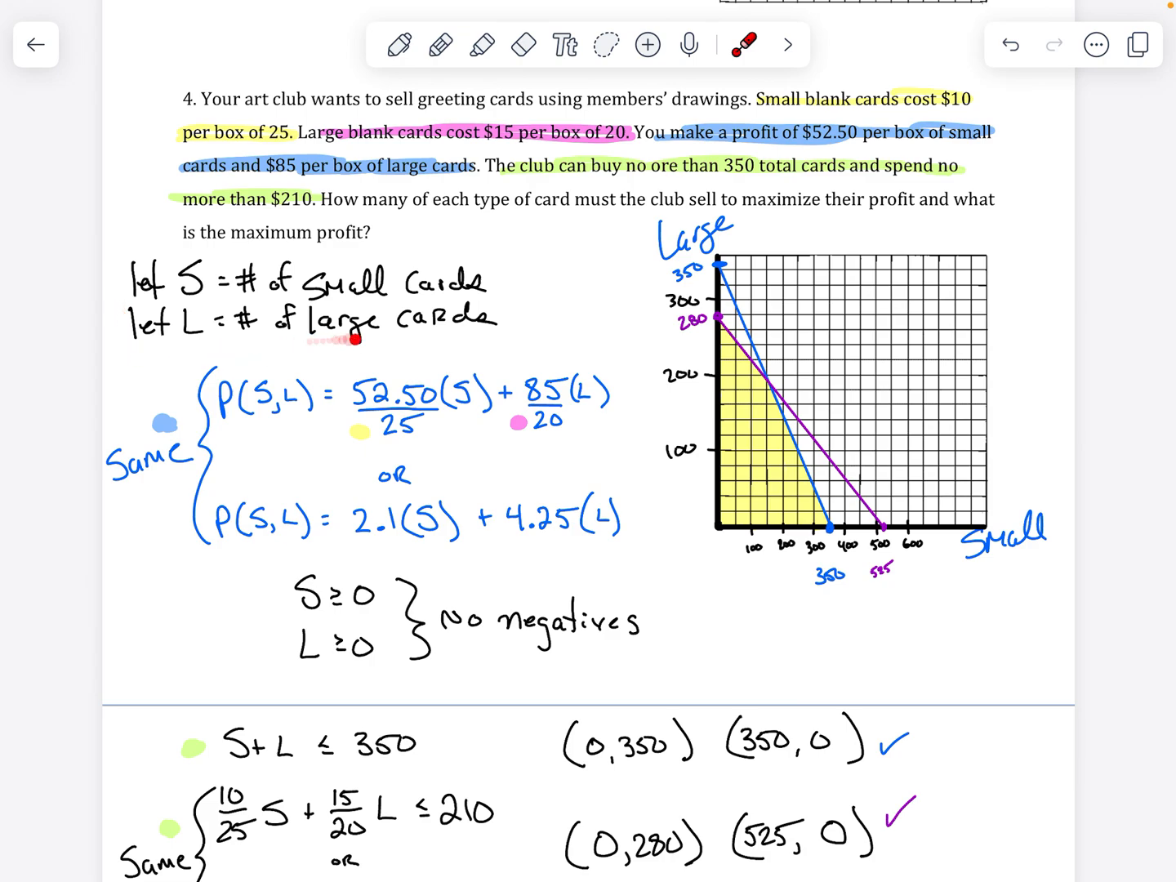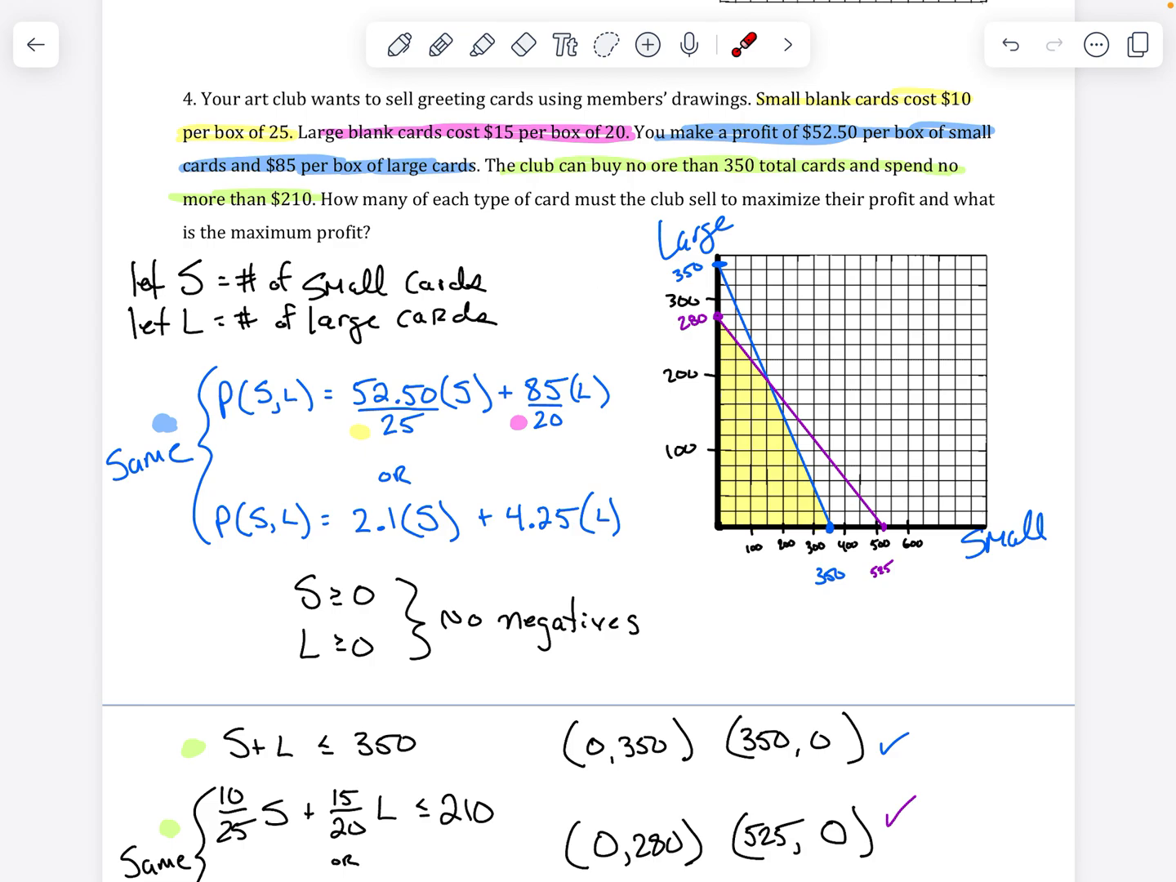I set up my let statements to describe S being the number of small cards and L being the number of large cards. I will admit it's a little bit confusing because it talks about boxes for 20 and boxes for 25, but then down here it just says how many types of cards must we sell. It doesn't talk about boxes, and it talks about total number of cards here. So it was a little bit unclear as to how to attack this problem. I decided to do it by card instead of by box.